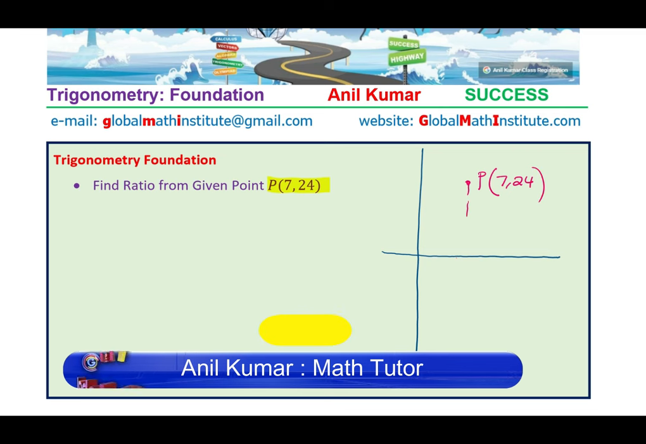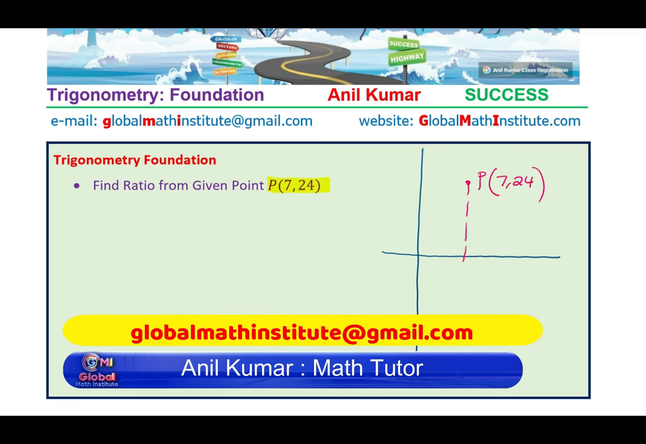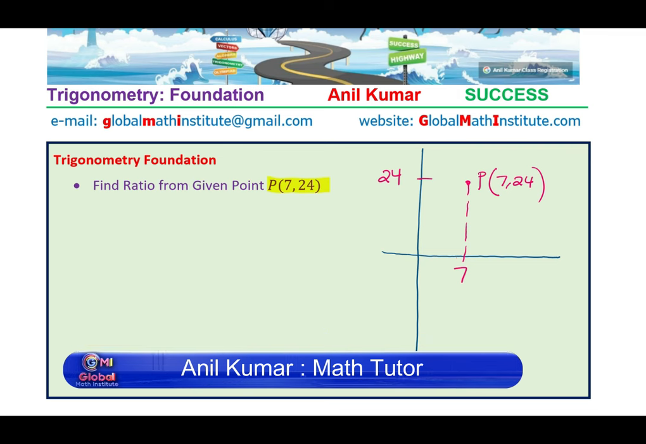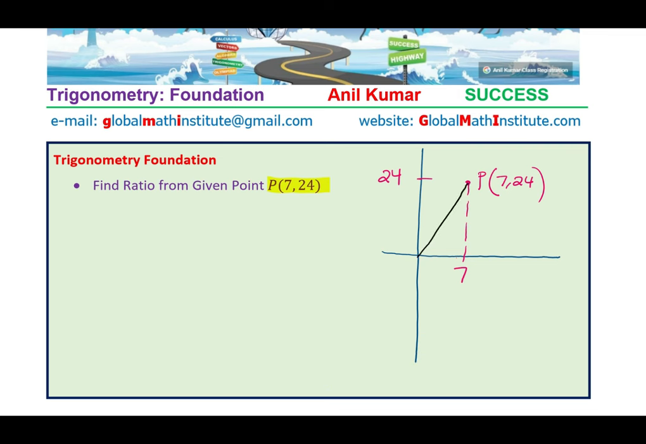It means that if I drop the perpendicular along the x-axis, this will be 7, and along the y-axis, this is 24. Now, if I join the origin O with the point, we have a right angle triangle. Let us call this perpendicular foot M. In that case, we have a right angle triangle OMP, right? So the triangle OMP is a right triangle.